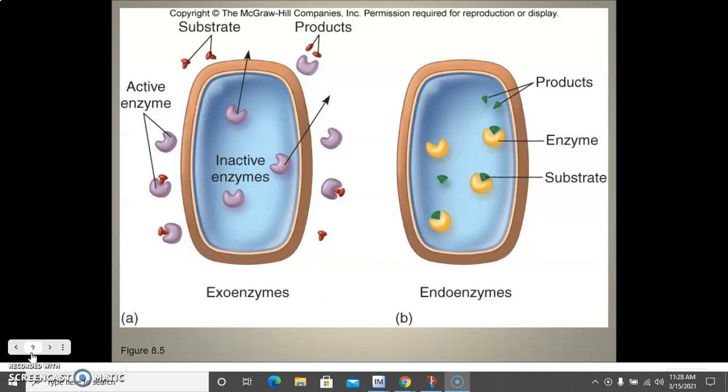It may break down something in the bacteria's environment that is potentially hazardous to it, or it might break down something that it can then use the products as nutrients. So sometimes those enzymes are pumped out. An endoenzyme is one that we more typically think about as performing a function within the cell. So the substrate is within the cell, and we are breaking down and producing products inside of the cell.